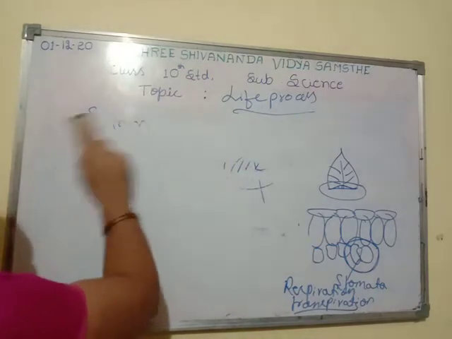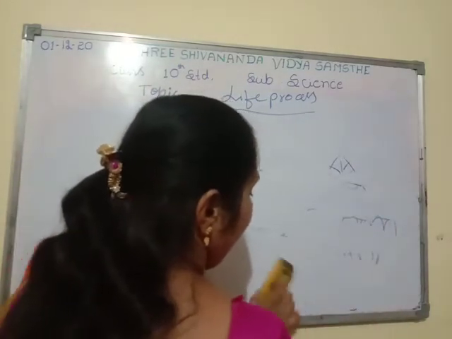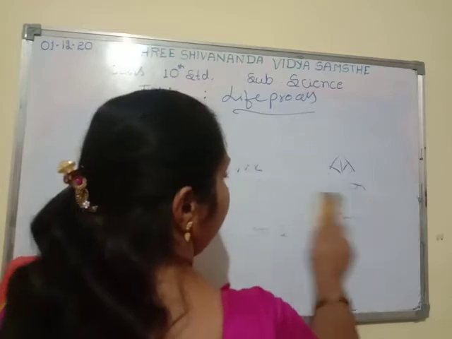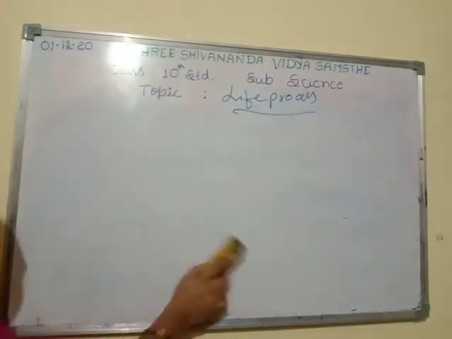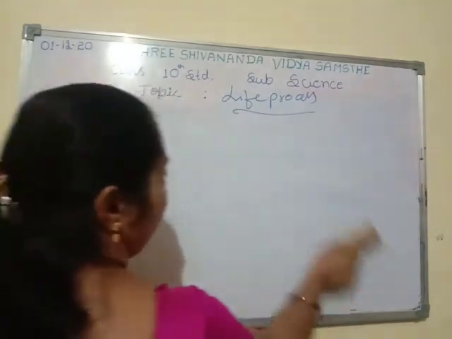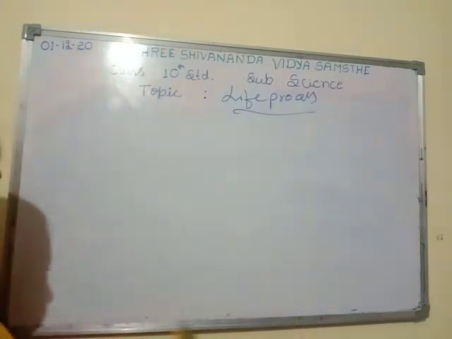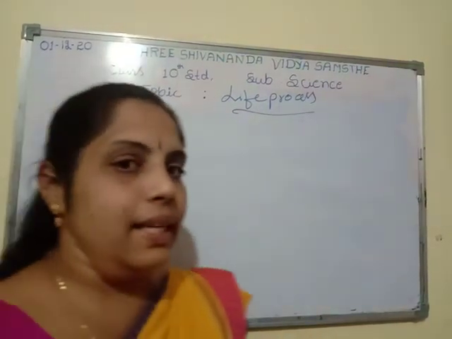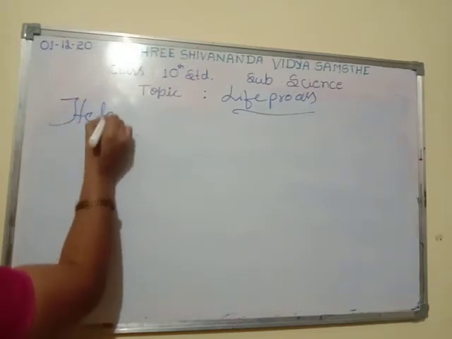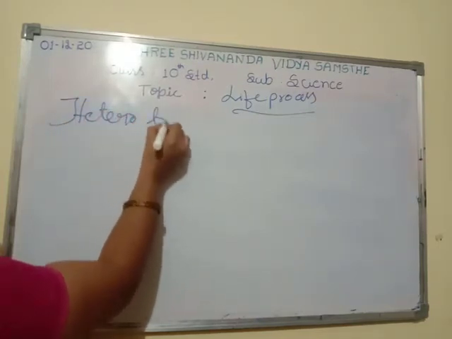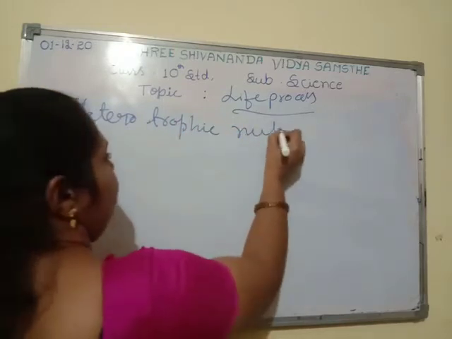So the next one is about autotrophic nutrition, that is in plants. Now I am going to skip the activity. Next we pass on to the next topic, that is heterotrophic nutrition.